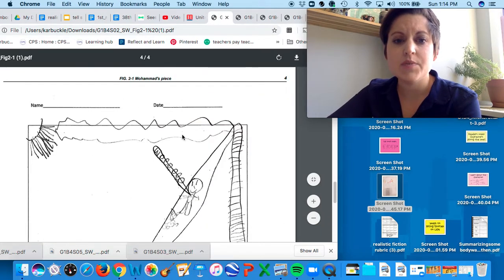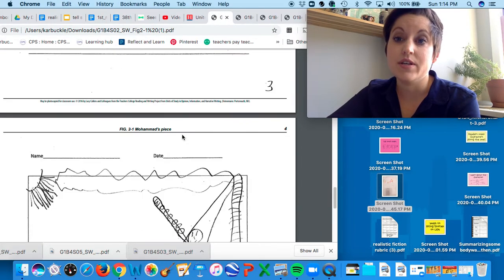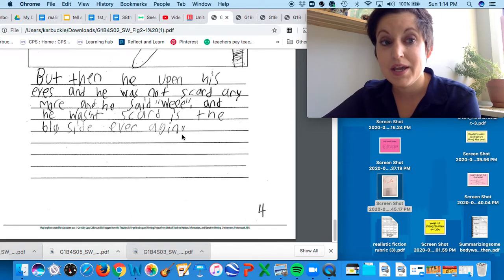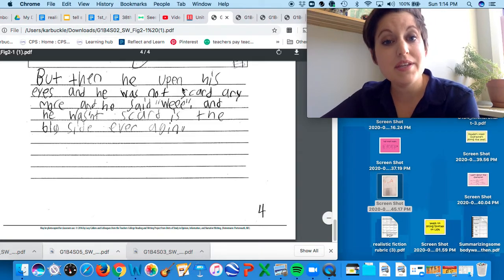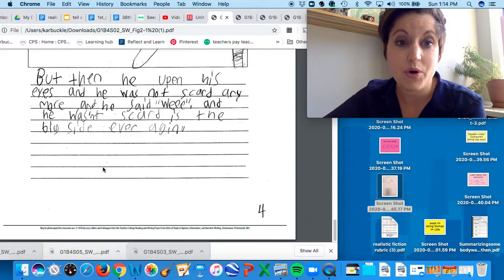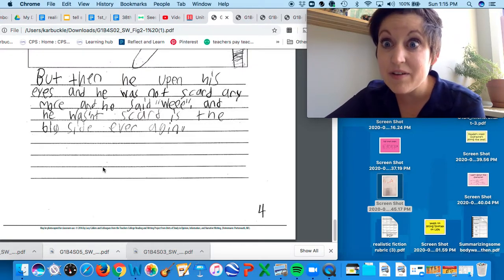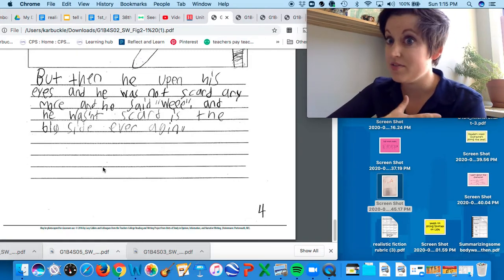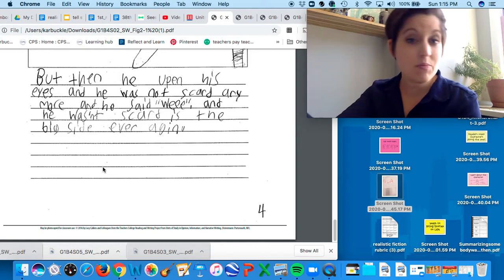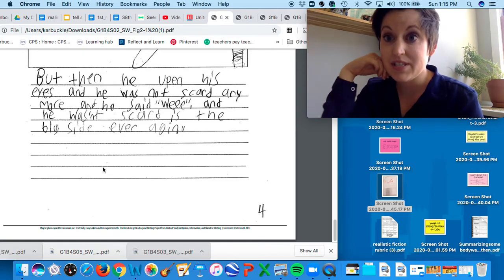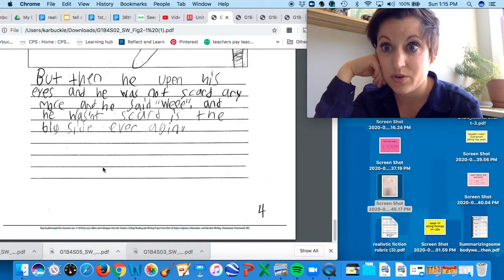And then this one was about a kid who took his pet cat on a slide, and he was scared, but the cat wasn't. And this was the final page. But then he opened his eyes and he was not scared anymore. And he said, "Wee!" And he wasn't scared on this big slide ever again. And so you can see how he kind of said, this will never happen anymore. I have learned my lesson. And so we gave some real life examples of ways that you can end your story today.